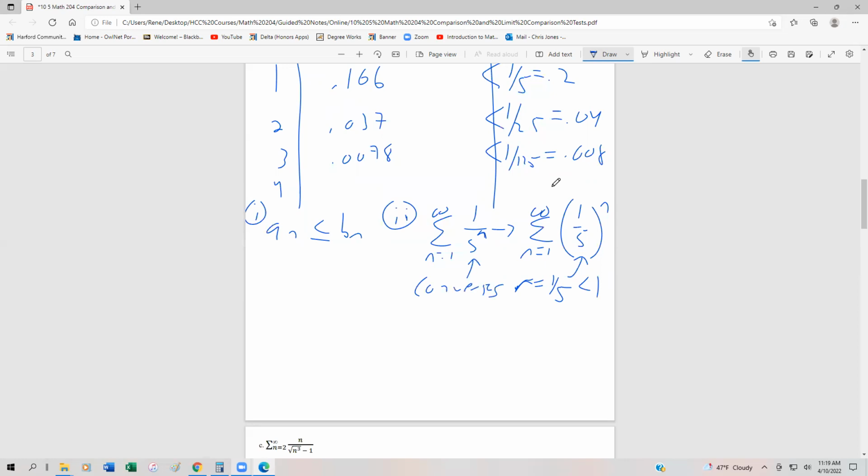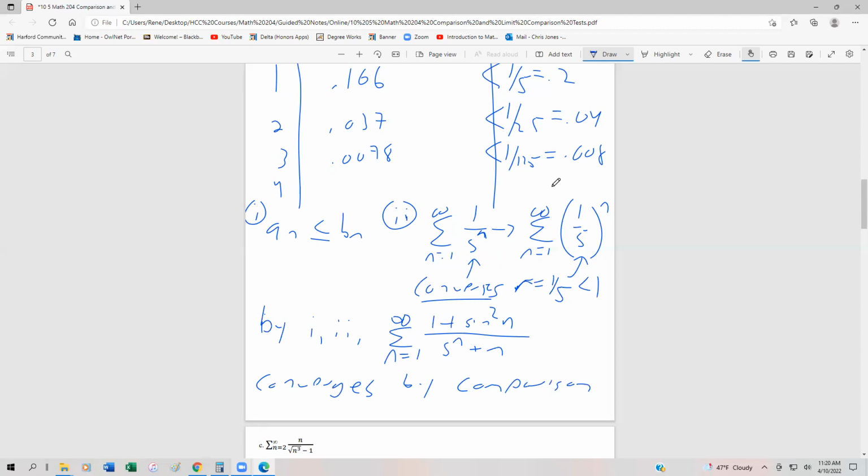Finally, by parts one and two, the original series, n equals 1 to infinity of (1 plus sine squared n) divided by (5 to the n plus n), converges by the comparison test.